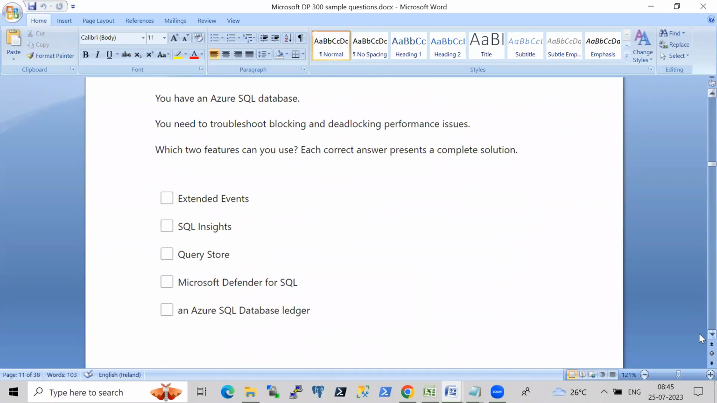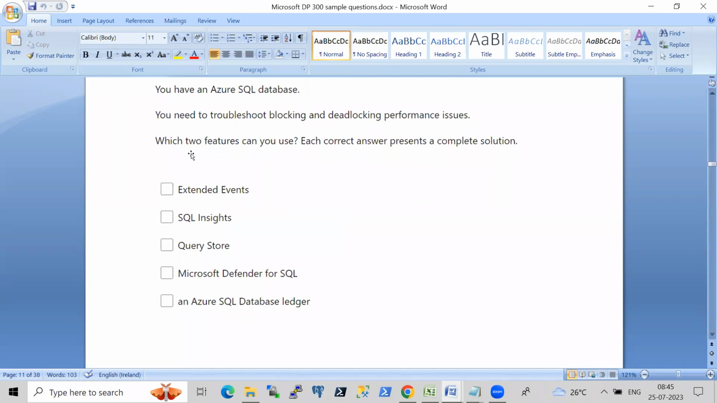So we have Azure SQL database. We need to troubleshoot blocking and deadlock. Which one should I make use of out of these 5? Blocking and deadlock on Azure SQL database. Which one should I use? We have to choose 2 features. Extended events. Extended events, that is right.